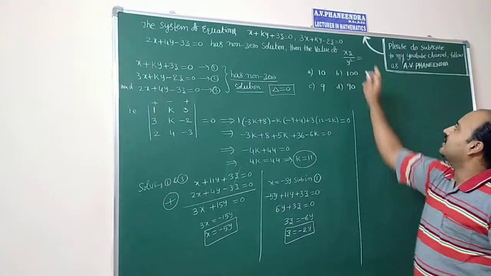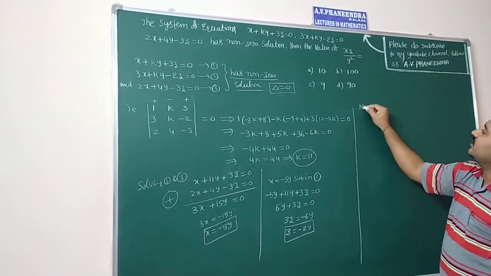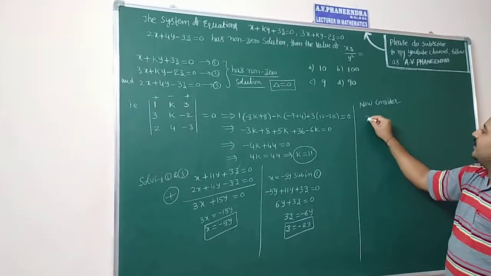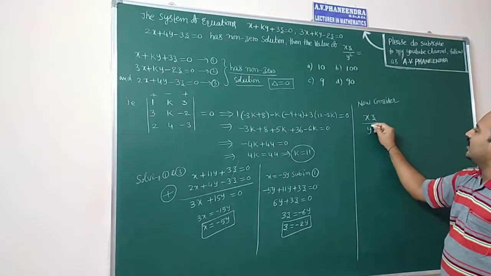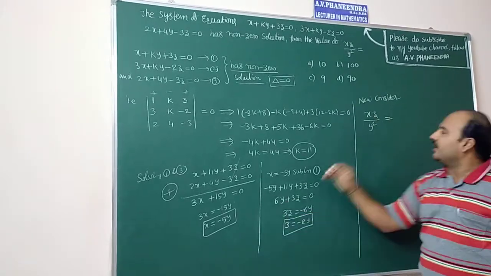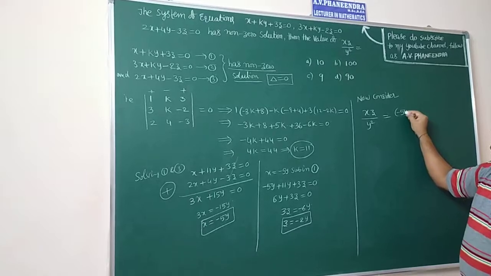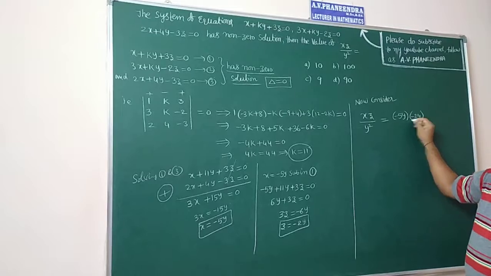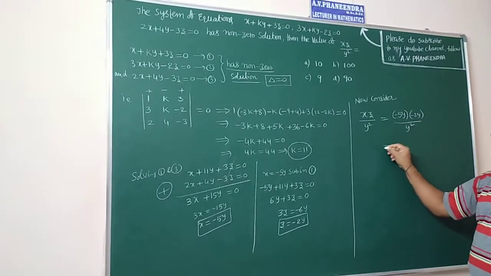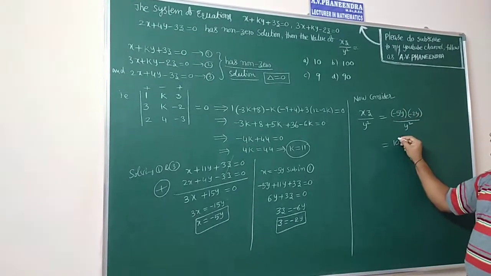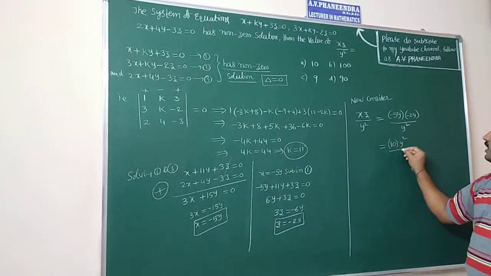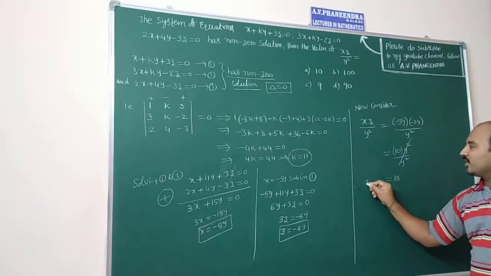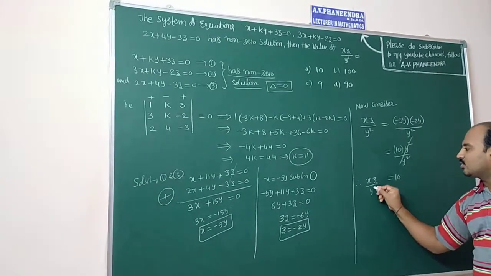Now consider what they are asking in the question. xz divided by y square. X value is minus 5y into z value is minus 2y divided by y square. Minus 5 into minus 2 is 10, y into y is y square divided by y square. Y square gets cancelled. Therefore, xz by y square is equal to 10.